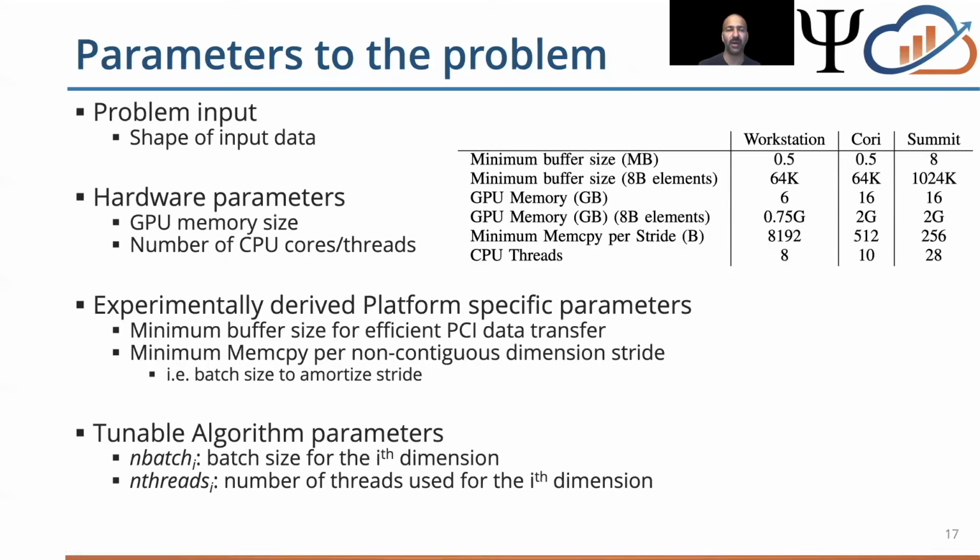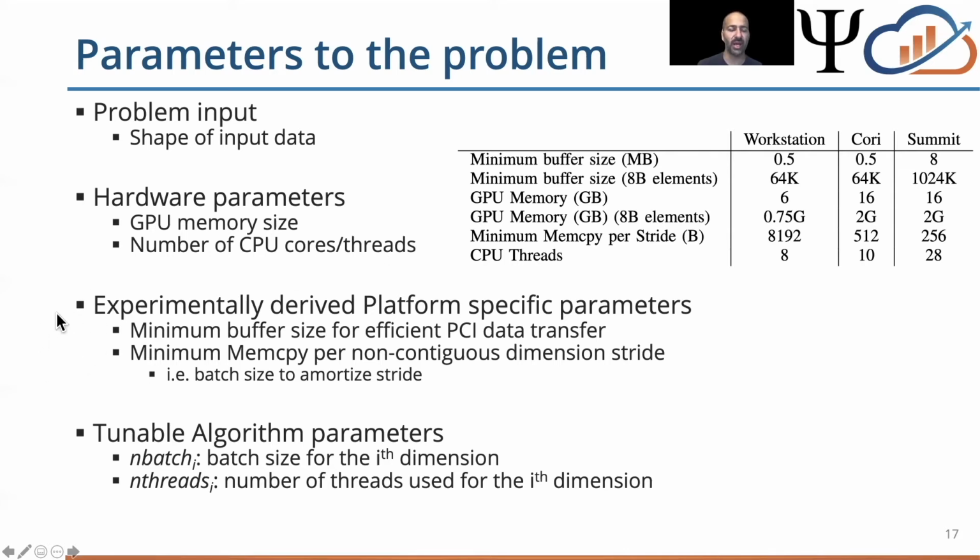So now we have the full algorithm, and we have our two parameters here, the batch size and the number of threads to use. Let's talk about all the parameters to the problem and how we're going to build a model to tune the parameters to a hardware. So the problem input is simply the input shape of the data. For a 2D problem, it would be two numbers, say 100 by 100, which means that's the size of my data. For a 3D problem, it could be 64 by 64 by 80, for example. The hardware parameters are the GPU memory size and the number of CPU cores that you have to work with.